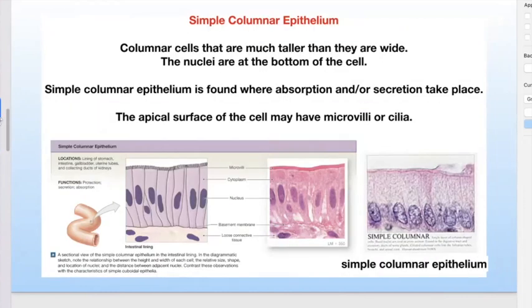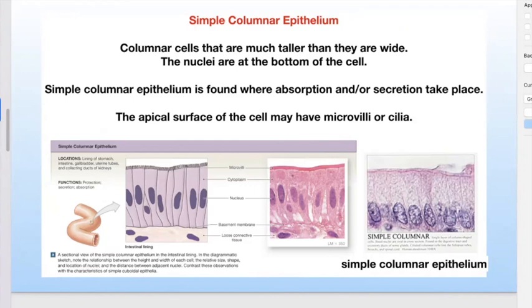And now we're going to move on to columnar epithelia, which also have some important types of epithelium. So, simple columnar epithelium. It contains columnar cells that are much taller than they are wide. The nuclei are found at the bottom of the cell. And simple columnar epithelium is found where absorption and/or secretion take place. The apical surface of the cells may have microvilli or they may have cilia on the tops there.